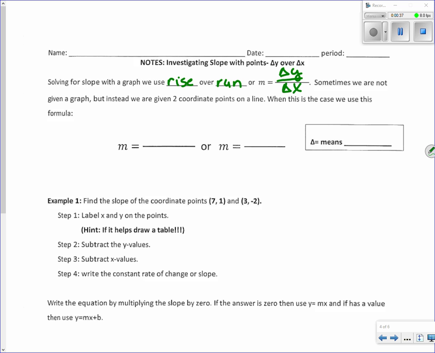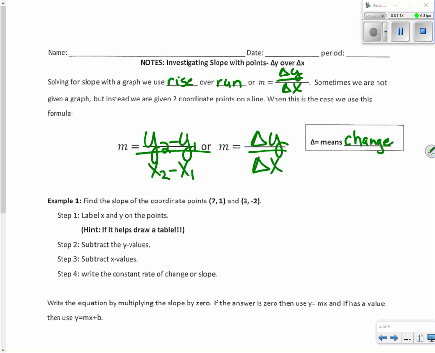Sometimes we are not given a graph, but instead we're given 2 coordinate points on a line. When this is the case, we use the formula y2 minus y1 over x2 minus x1, or change in y over change in x. It's just another way to look at change in y over change in x, because we're subtracting the y's from each other, so that's the change, right? So the little triangles, we've talked about it before, but I'm going to say it again. It means change.